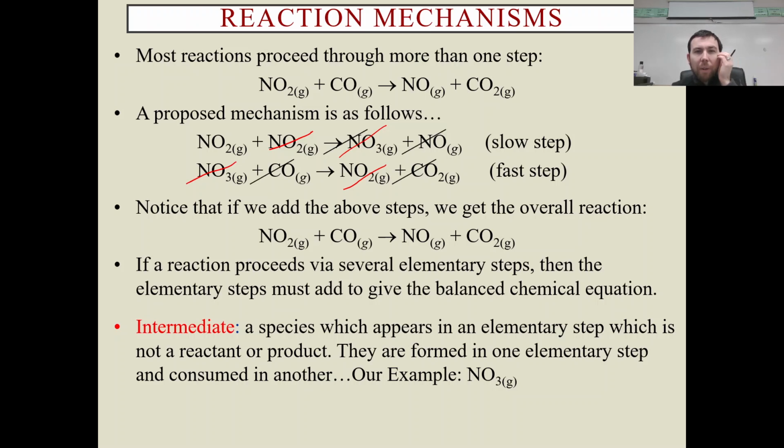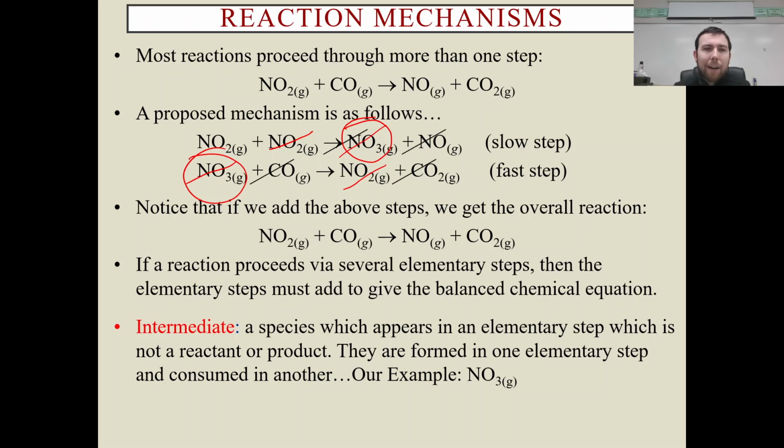Now, the one thing that you might have noticed as we were going through this process is that we ended up producing something that we didn't see in the overall process. If you think about it, that would have been the NO3. NO3 is nowhere to be found in the reactants and products of our overall reaction. And so NO3 is what's classified as an intermediate. It's a species which appears in an elementary step, which is neither a reactant nor a product.